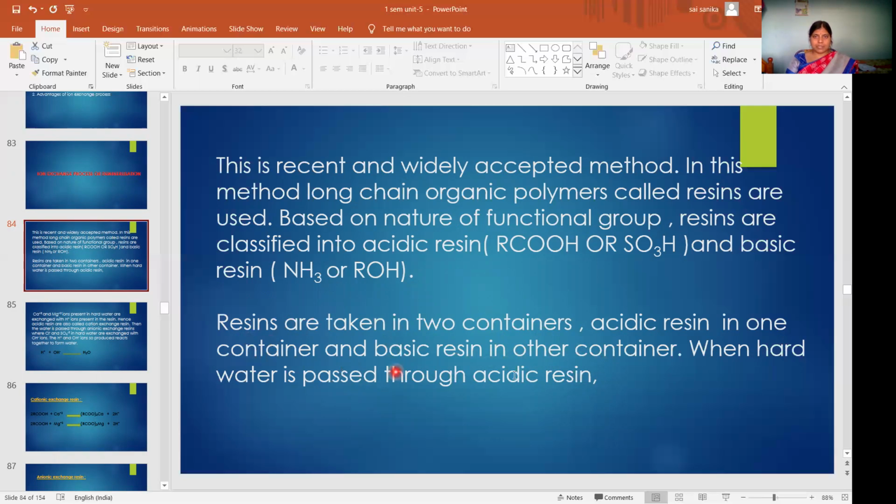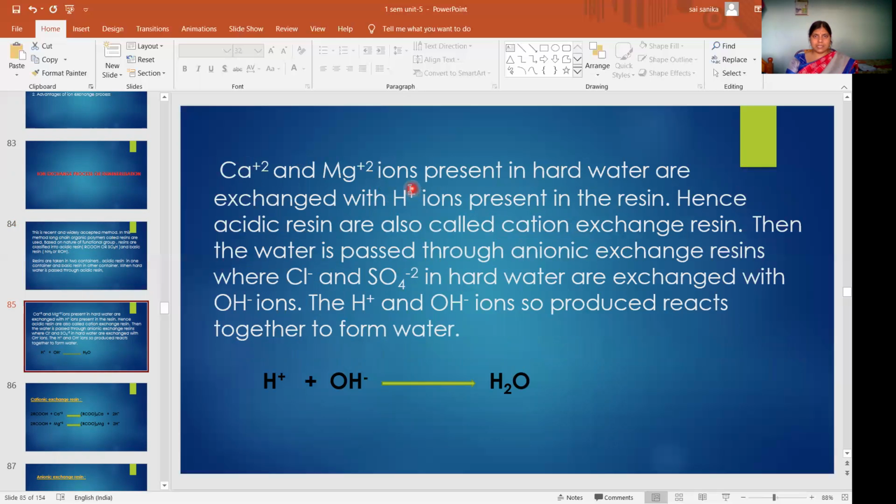First, hard water is passed through the acidic resin. There cations are exchanged with H plus ions. That's why this resin is called cation exchange resin. Then the water is passed through the anion exchange resin, where anions are exchanged with OH minus ions. That's why basic resin is called anion exchange resin.